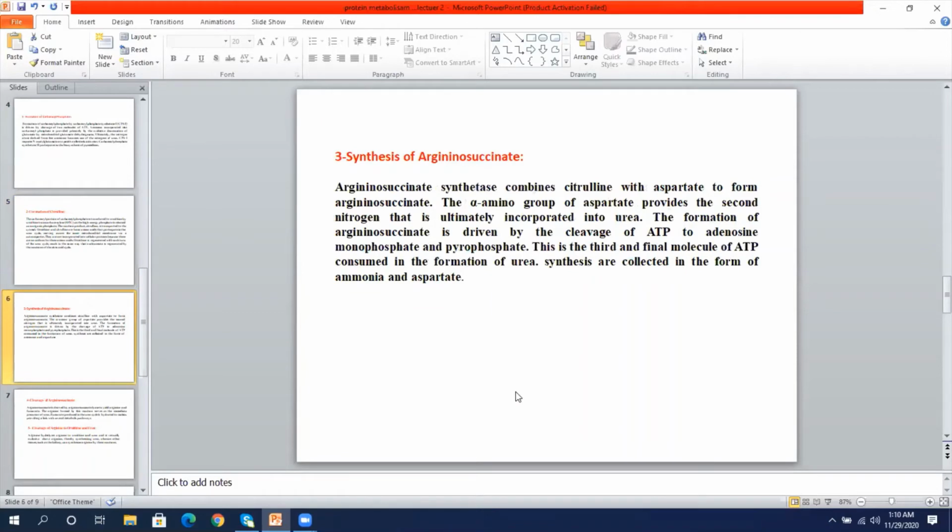The third reaction is the synthesis of arginosuccinate. Arginosuccinate synthetase combines citrulline with aspartate to form arginosuccinate. The alpha amino group of aspartate provides the second nitrogen that is ultimately incorporated into urea. The formation of arginosuccinate is driven by the cleavage of ATP to adenosine monophosphate and pyrophosphate. This is the third and final molecule of ATP consumed in the formation of urea. The two nitrogens of urea are thus collected in the form of ammonia and aspartate.